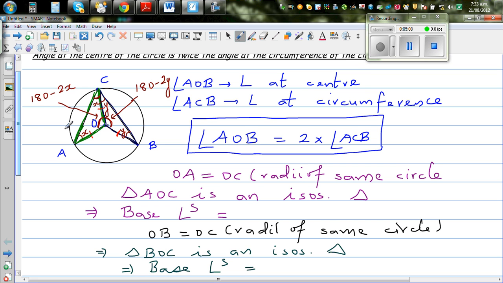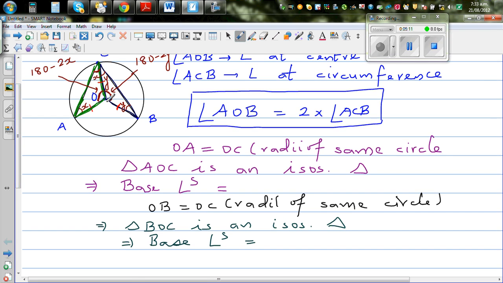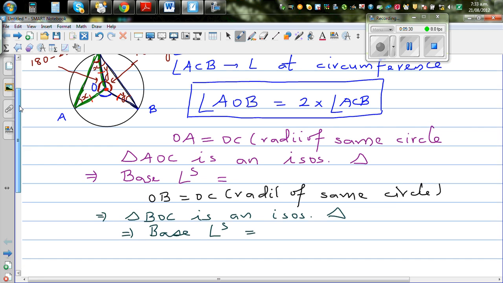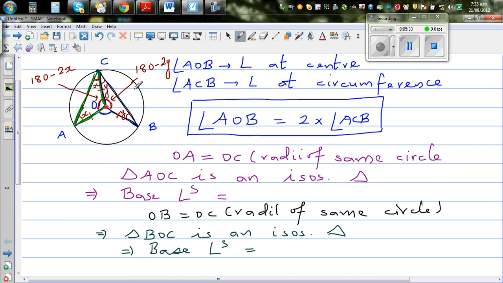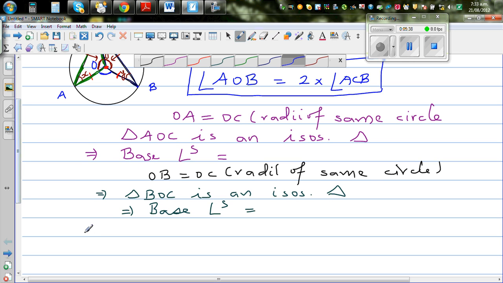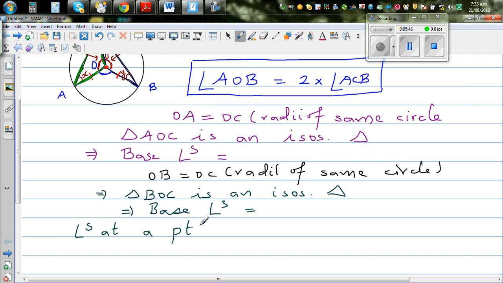Now you're almost there. So now, angles at a point. This is the point we're talking about. At this point, how many angles can you see? This angle plus this angle plus this angle adds to how much? These three angles are angles at a point. They add to 360. So let me write: angles at a point equal to 360.